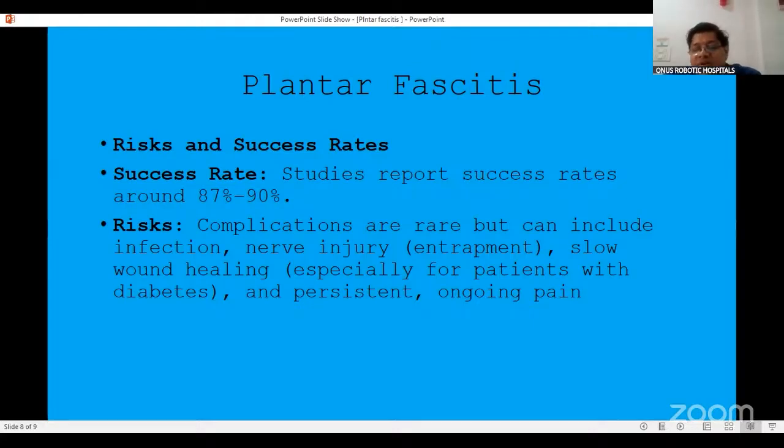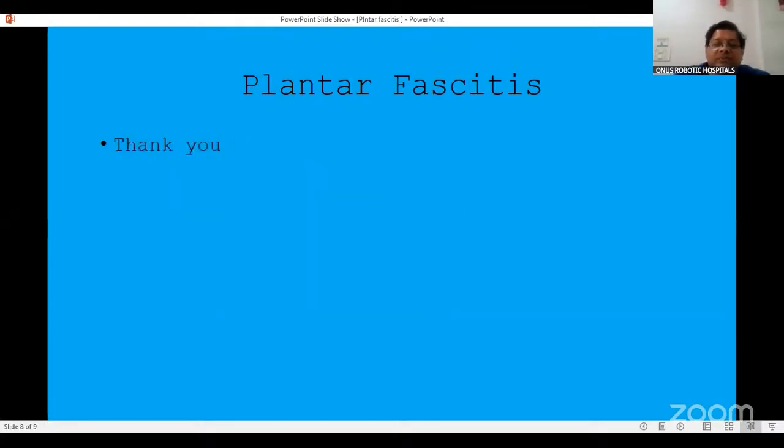What are the risks and complications? Complications are rare but include infection, and sometimes the Baxter nerve, that is the descending calcaneal nerve, might get entrapped or injured. Because the sole skin is very thick, sometimes it heals very slowly, so pain might not be completely relieved. So these are the risks of plantar fasciitis surgery.